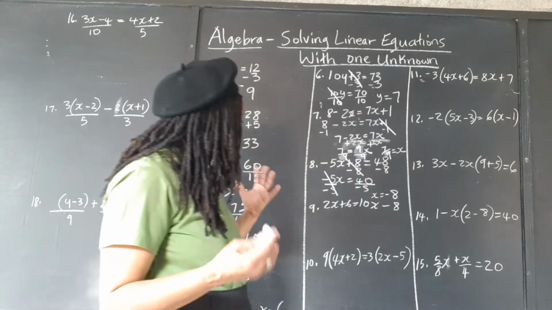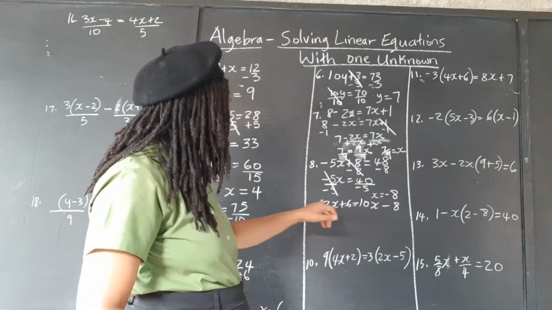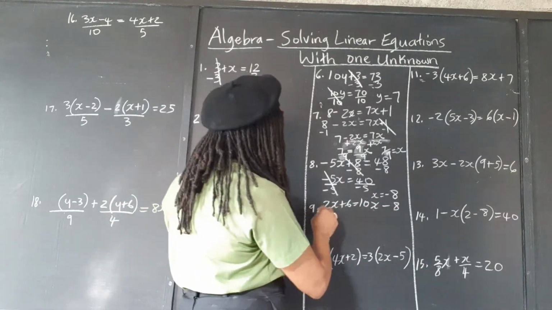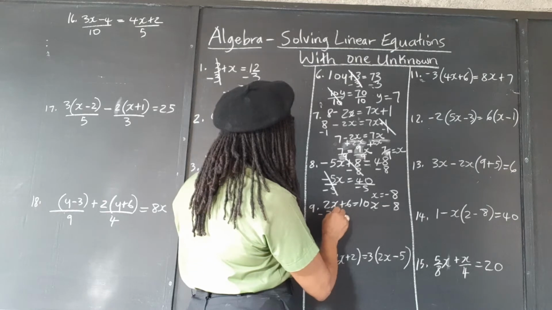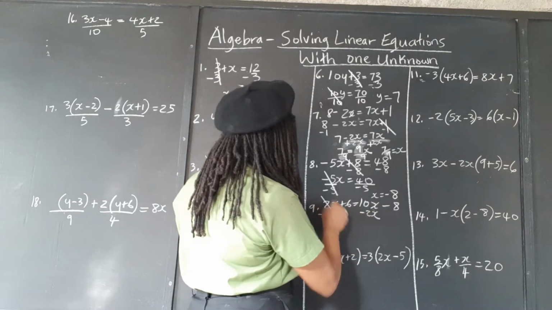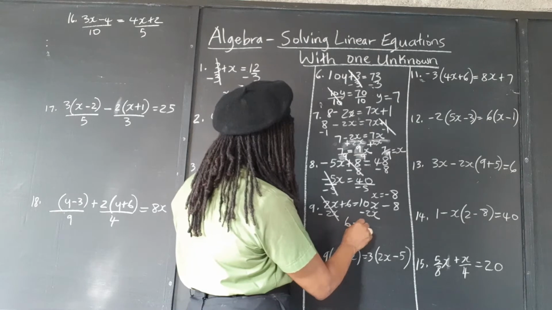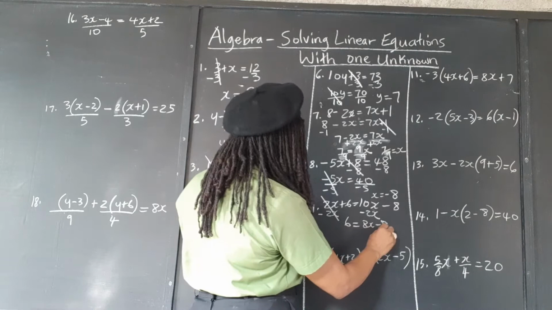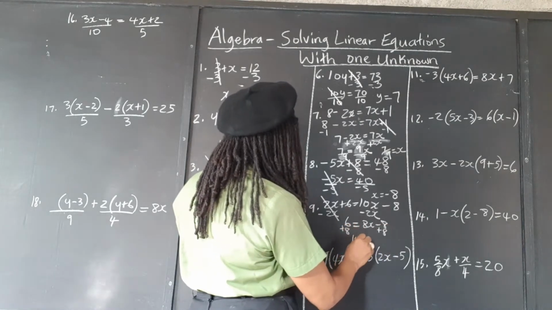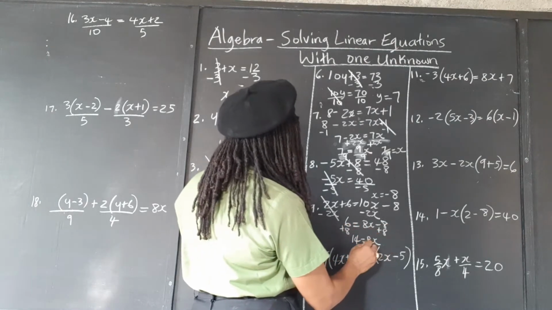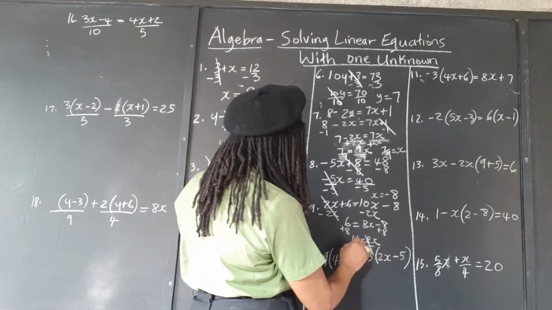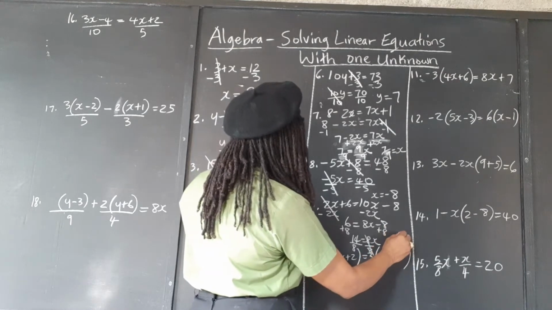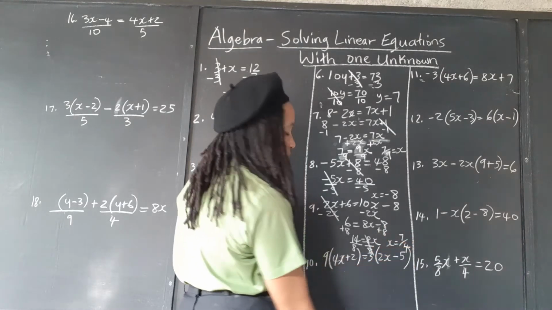Here again, we want to get the x's together. I want to put the 2x with the 10x. So I'm going to take 2x from both sides. That is gone. So I have 6 is equal to 8x minus 8. Then I'm going to add 8 to both sides. So 14 is equal to 8x. Now dividing by 8 to get rid of the 8. So x is equal to 14 over 8, which cancels to 7 over 4. Alright?